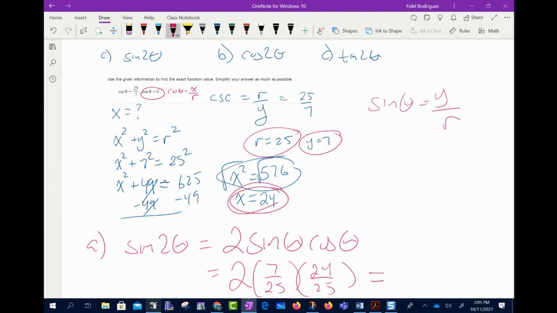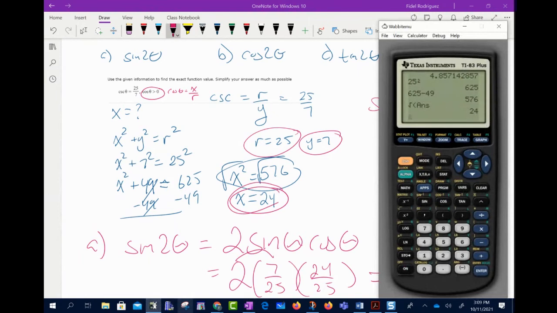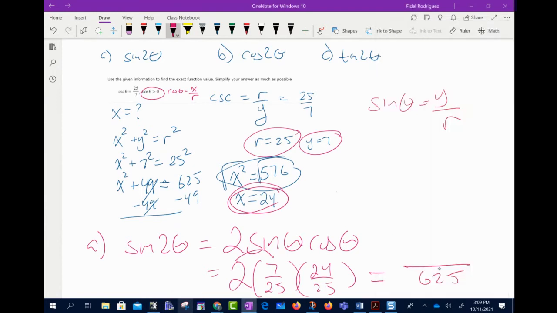You already know what to do. All right, so look, 2 times 7 times 24. The bottom is 625. Let me do the top part. We're going 2 times 7 times 24. 336. And I cannot reduce that. So there's my sine of 2 theta.